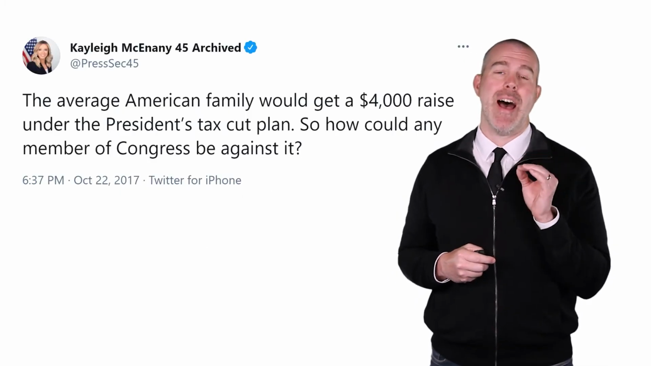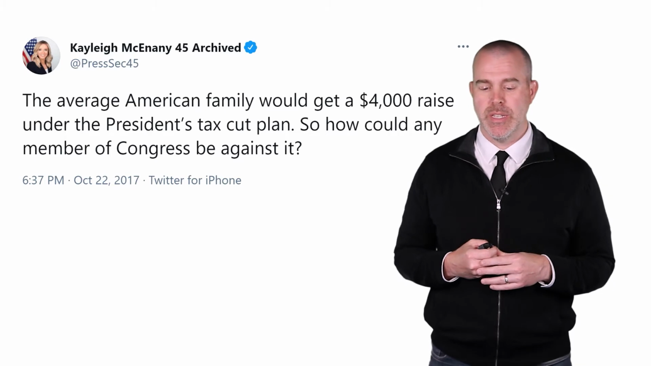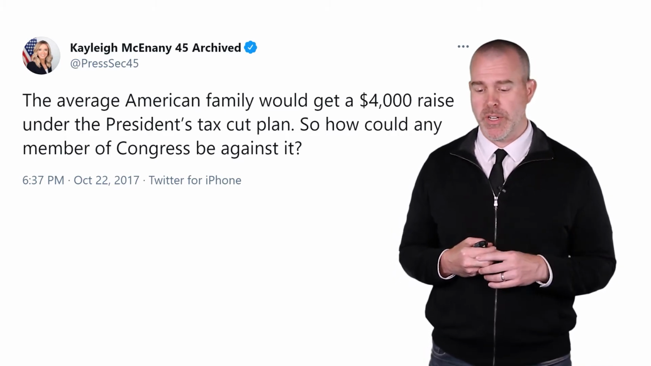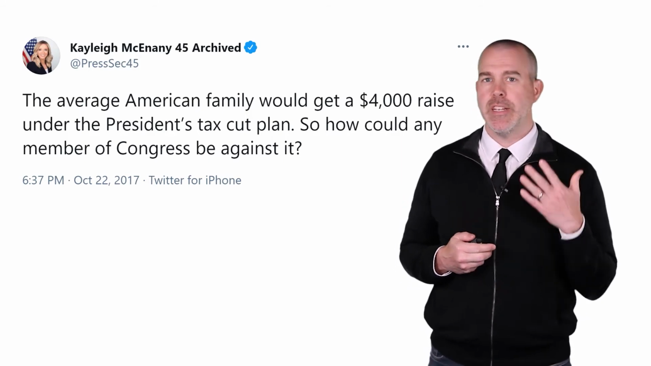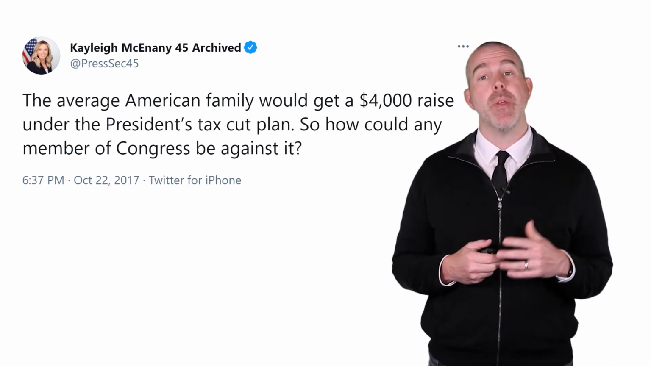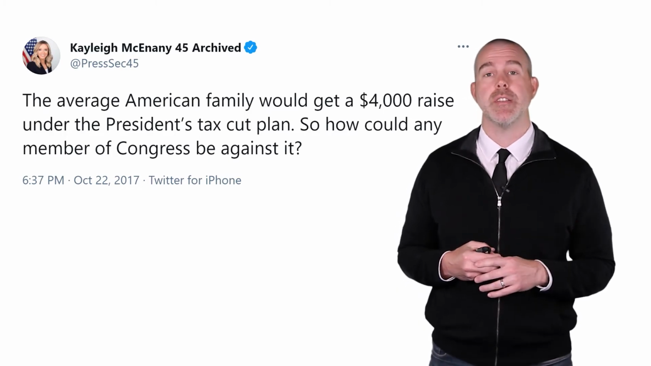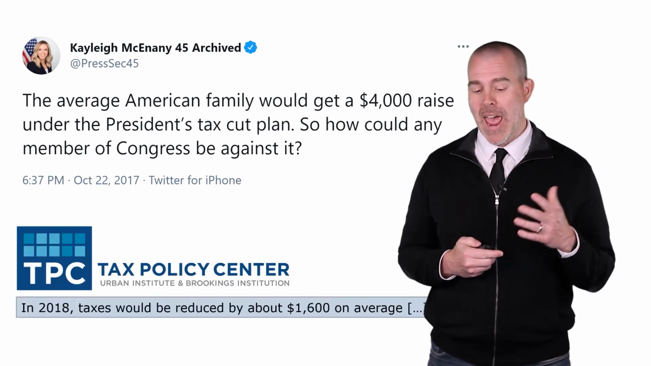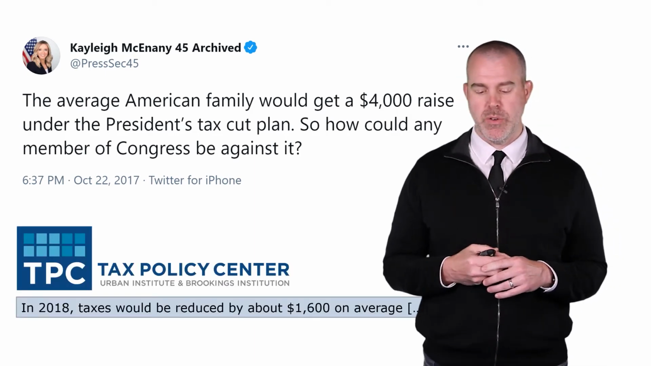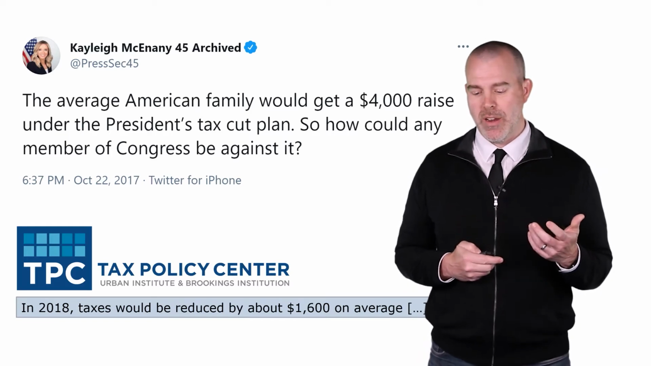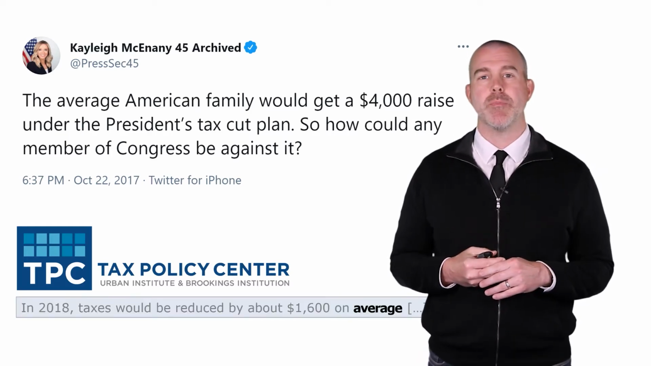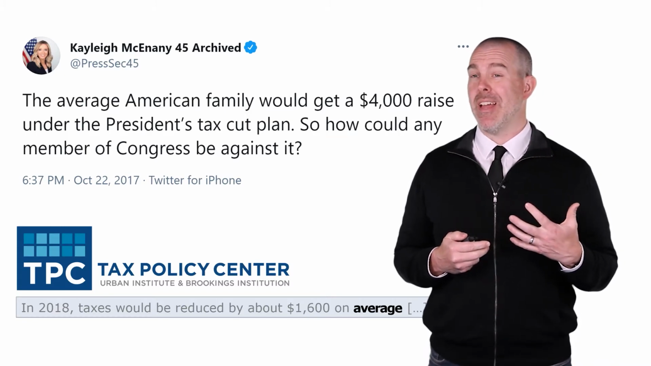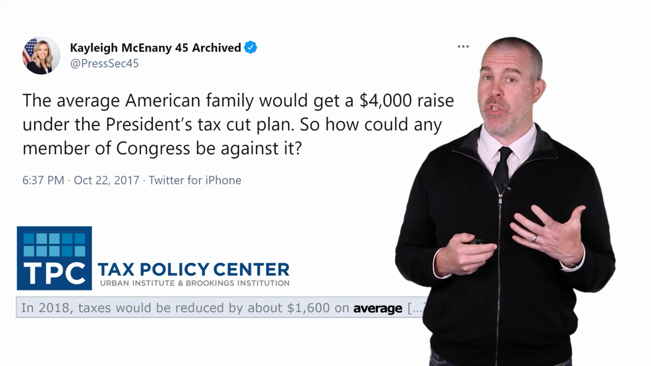Now here's an example of how this can be used. Here's a press release from the press secretary for President Trump, one of his press secretaries, and there was a tax cut plan, and she tweeted out that the average American family would get a $4,000 raise under the president's tax cut. So they would pay $4,000 less in taxes. The Tax Policy Center from the Urban Institute and Brookings Institution found that in 2018, taxes would be reduced by about $1,600 on average. But taxes are based on income, and income is very skewed.